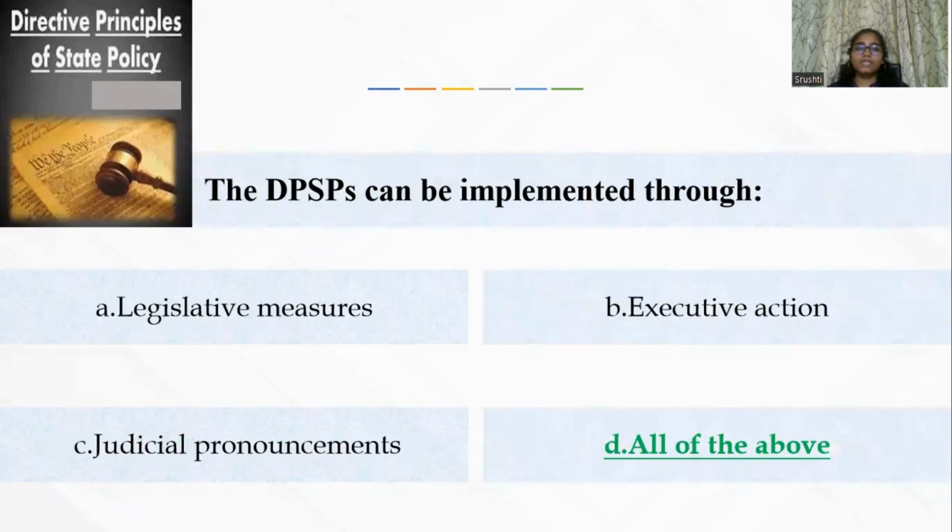Question 4. The DPSPs can be implemented through option A, legislative measures, option B, executive action, option C, judicial pronouncements, and option D, all of the above. The correct answer to this question is all of the above. That is option A, legislative measures, option B, executive action, and option C, judicial pronouncements.